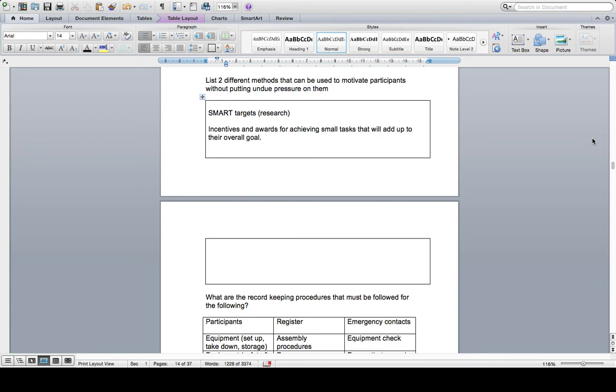And the T just stands for timed. You need to let them know, obviously, how long they've got to do it. Again, it's very similar to measurable. So that's one method, the SMART targets, setting targets for them. It's a really effective way of doing it.